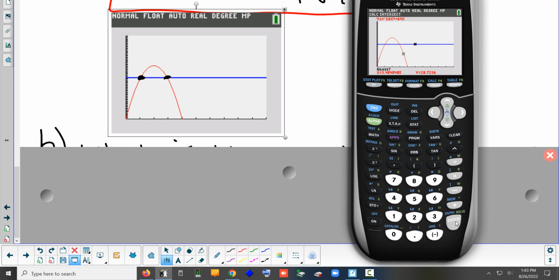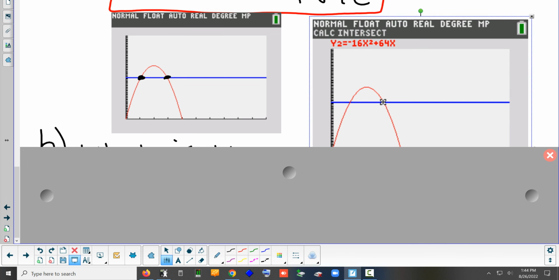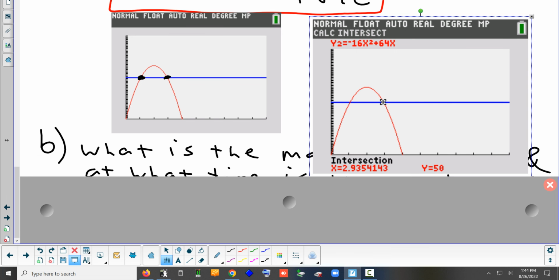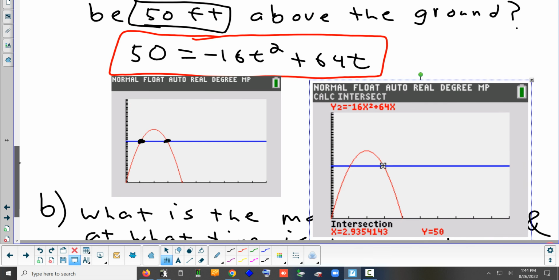Now this is where the guess is important. Wherever you put the guess closer to, that's the intersection point it will give you. I'm going to do the one on the right first. And I got an intersection point of 2.94. So now on the way down, this object will have a height of 50 feet at 2.94 seconds.